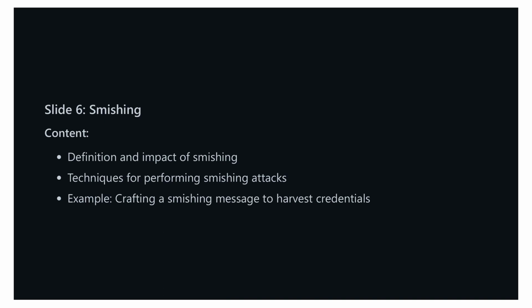2. Techniques for performing smishing attacks. Smishers use several techniques, from creating messages that appear to be from banks or service providers to sending links that lead to phishing websites designed to look authentic. Often, urgency or alarming content is used to prompt immediate action from the victim.